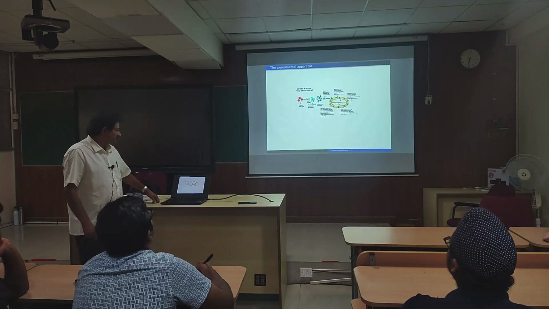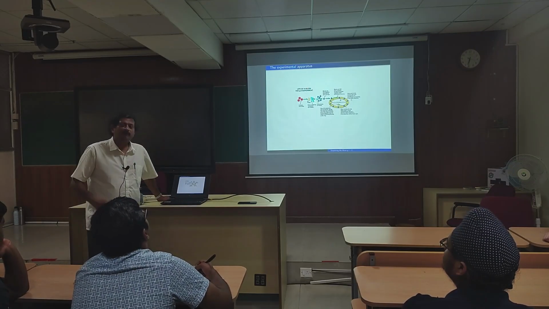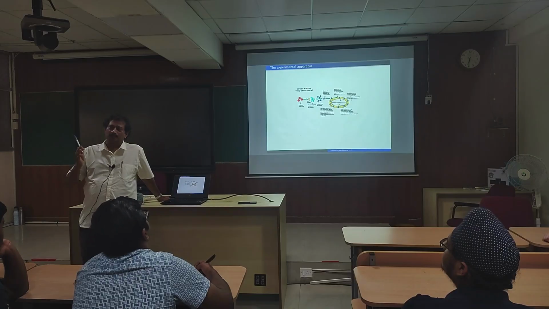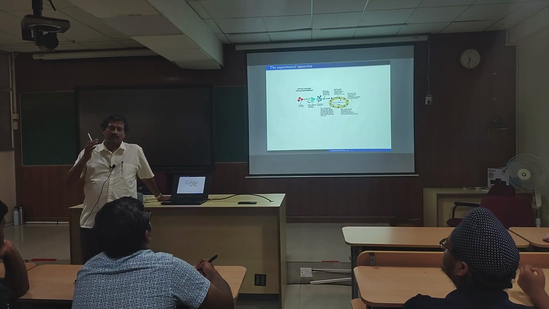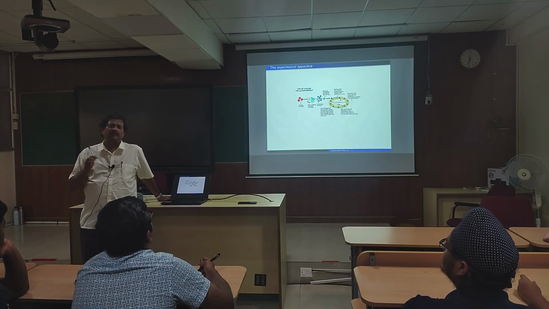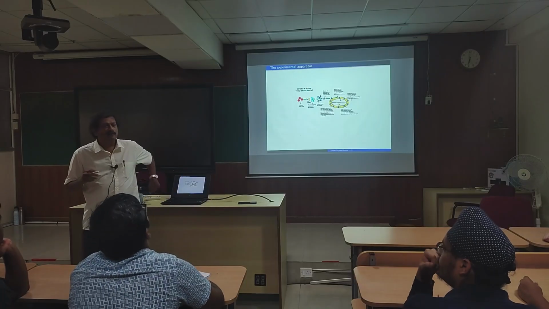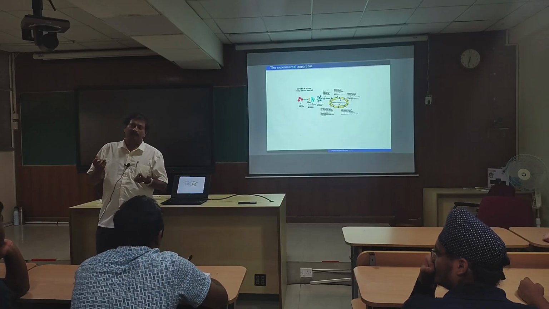And the principle of the experiment is this. So you have to produce muons. How do you produce muons? So obviously all the particles in elementary particle physics are produced in collisions of stable particles.